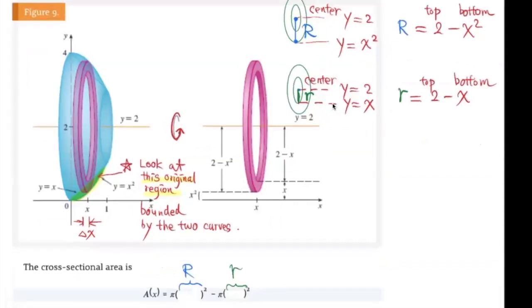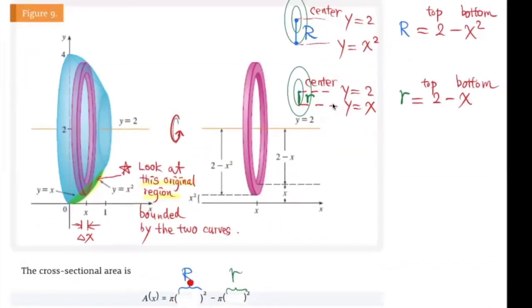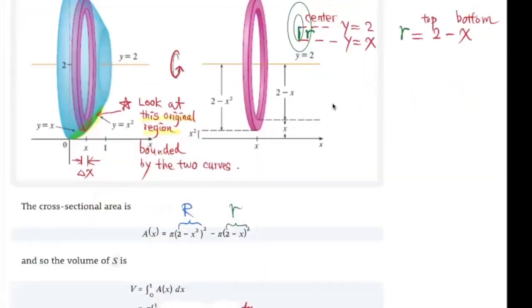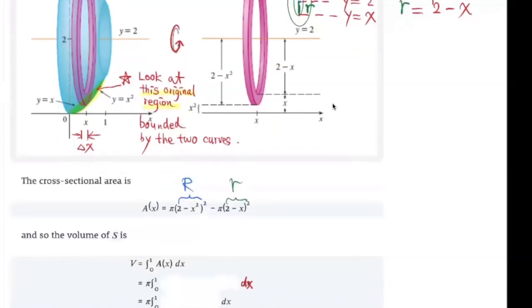Now the cross-sectional area will be pi times big R squared, subtract pi times small r squared. This is a big R and that's a small r. So the volume for this solid is going to be the integral of this. And remember, the thickness of this washer is going to be delta x. That's the thickness of the washer, so that will be dx over here.